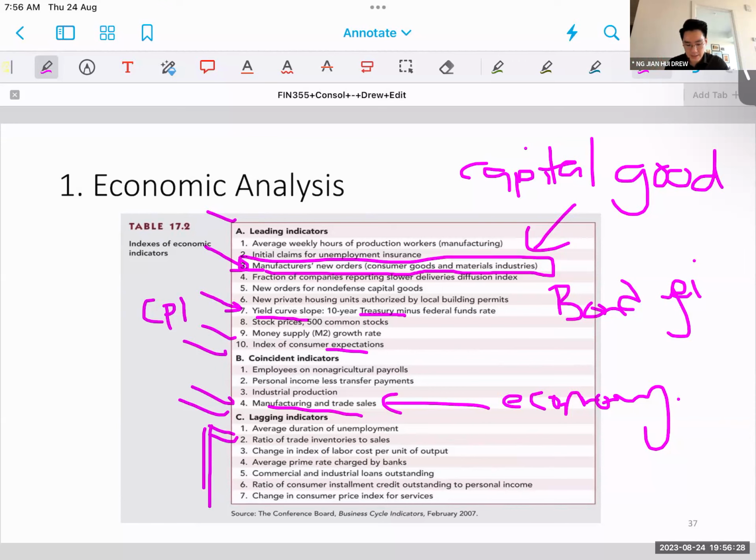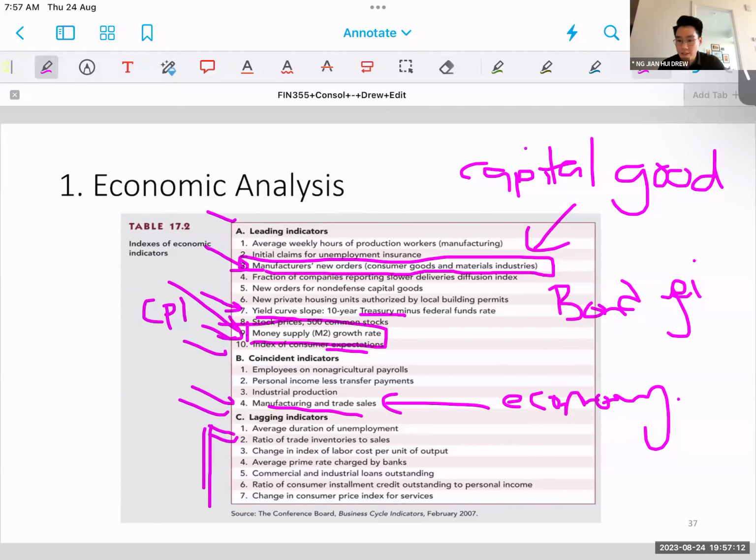Okay, let's see what else. I'd like to look at this one, number 9, money supply. Later we'll talk about it as well in terms of monetary policy. That can be a leading indicator as well, in the sense that we look at what monetary policies the government is putting in place. And this will affect, of course, the general economy, whether it's trying to slow down the economy or speed up the economy in terms of the cycles, right?